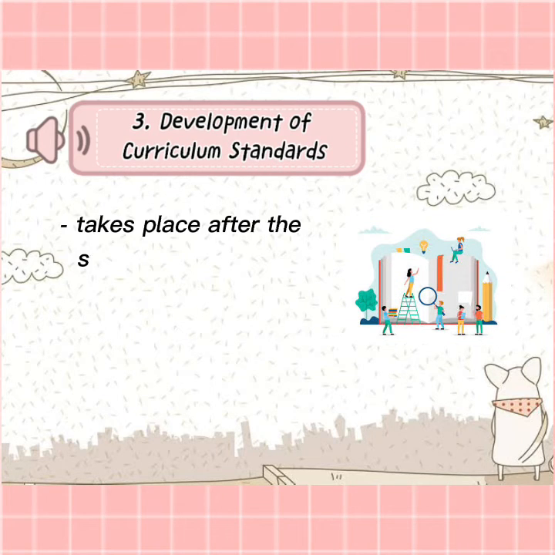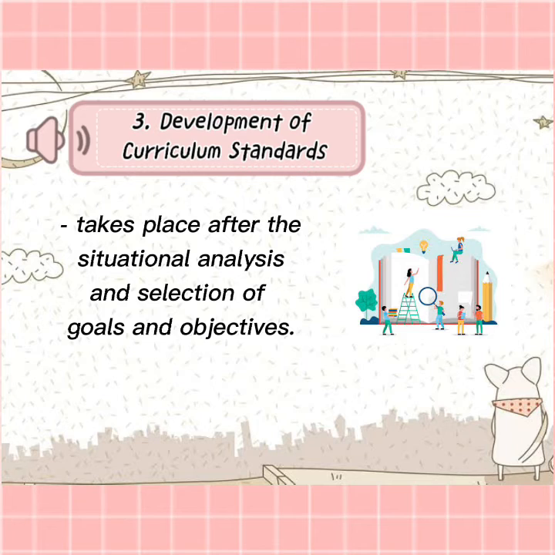Third, the development of curriculum standards. It takes place after situational analysis and selection of goals and objectives. The first phase is to modify the task for developing curriculum standards. Second, develop a comprehensive set of content standards to examine various curriculum sources. Third, secure the teachers' input to revise and improve the standards. Fourth, ask experts to validate the standards. And fifth, or last, develop the final draft of standards, divided into content, skills, and value standards.